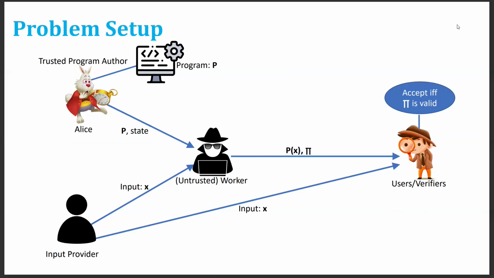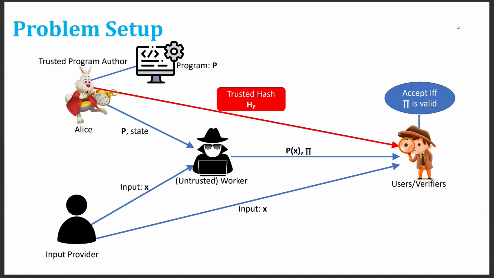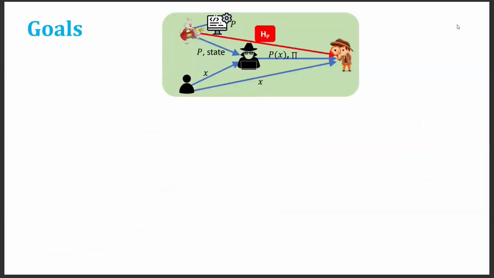So we need a little bit more help, which will be in the form of a tiny amount of information about the program P, a trusted hash, which would be generated by Alice. It's crucial to assume that this hash is generated in an honest manner. So this is our setup, and our goals are the following.